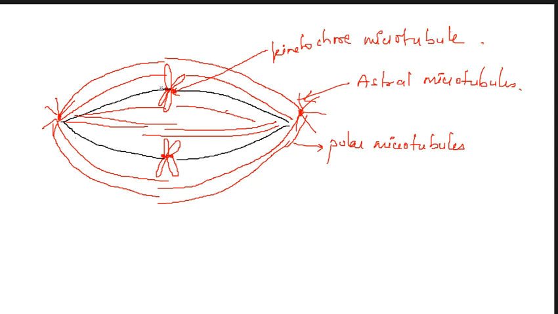So this is the kinetochore microtubule, this one. Okay, this is the polar microtubule, this one, and these are the astral microtubules, the ones which are radiating from this region. Got it?